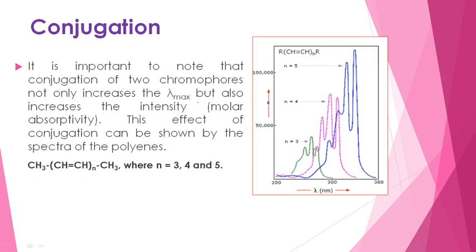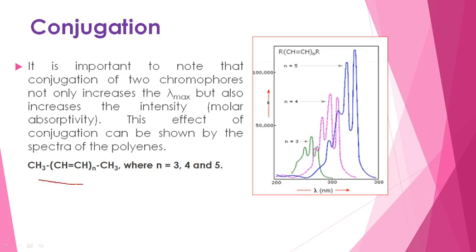Here I am showing the absorption peaks also. So it is important to note that the conjugation of two chromophores not only increases the lambda max but also increases the intensity. This one I already explained in the first slide, because when the lambda max increases, its epsilon, that is absorption intensity, will also increase.